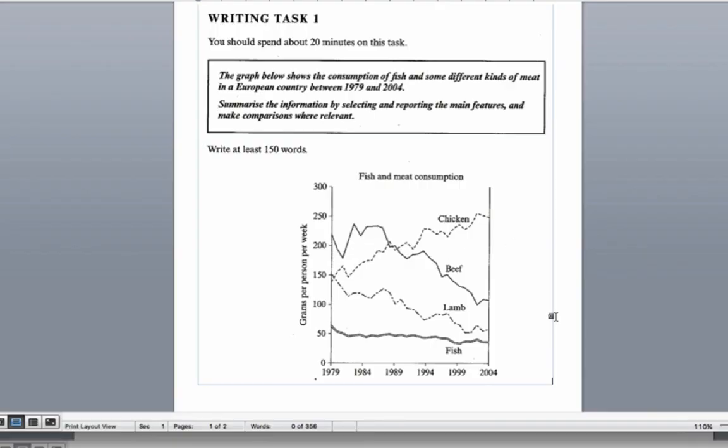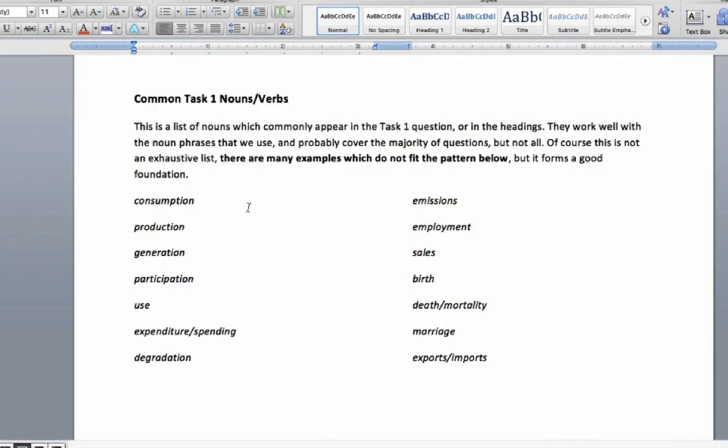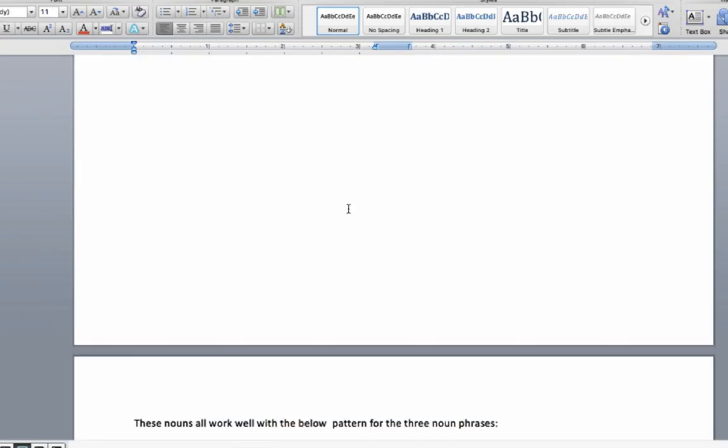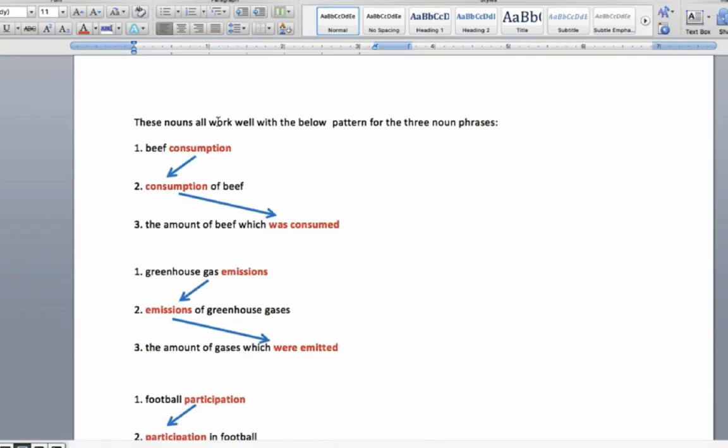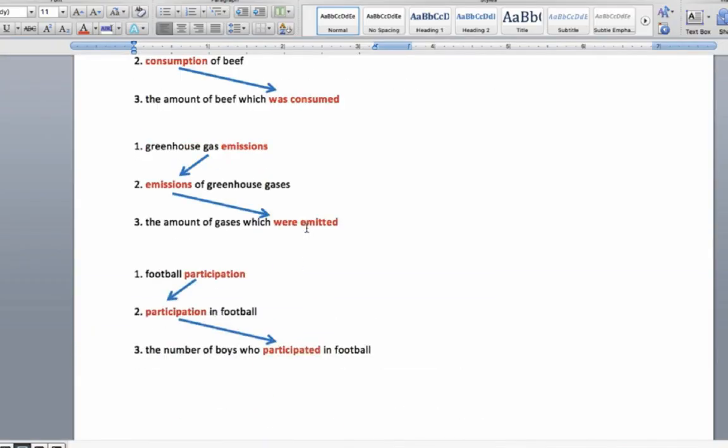Now the real interesting thing that I want to show you is that with these you can get a pattern and you can make 3 noun phrases from that. You can say beef consumption, you can paraphrase beef consumption to consumption of beef, but then you can make a wonderful paraphrase, which is a complex sentence paraphrase, and say the amount of beef which was consumed.